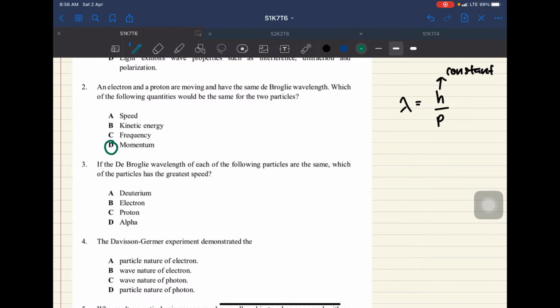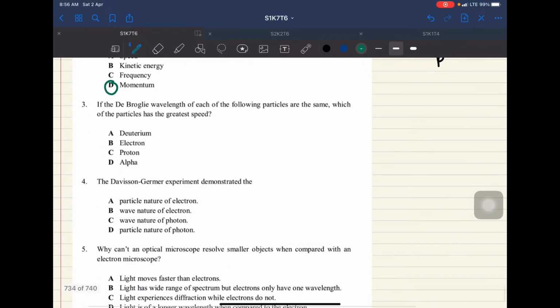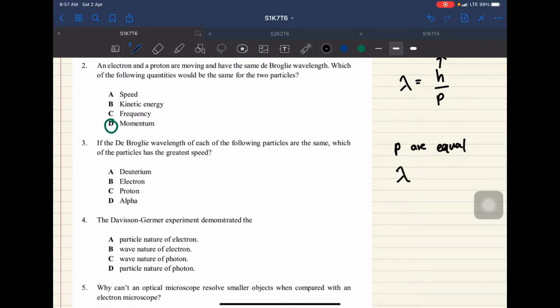Question number 3, if the de Broglie wavelength of each of the following particles are the same, which of the particles has the greatest speed? Okay, so you know that if the wavelength is the same, therefore momentums are equal. P equal. So you can relate P with V. Maybe I can straight away use lambda equals h over mv.